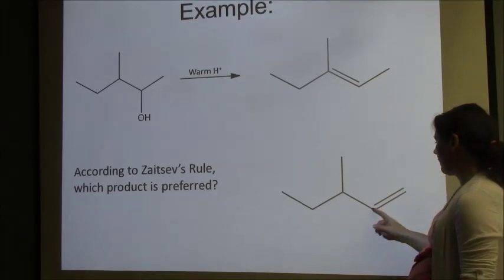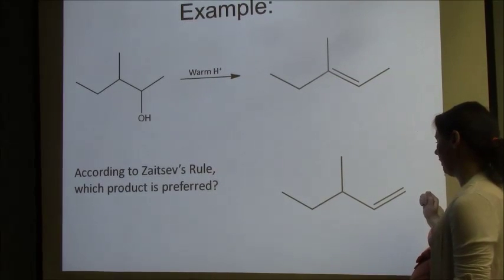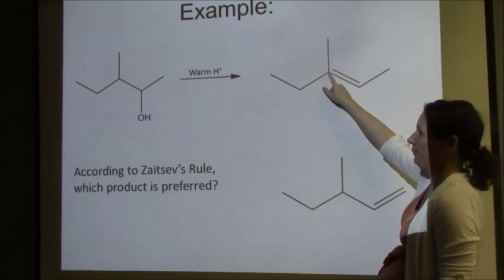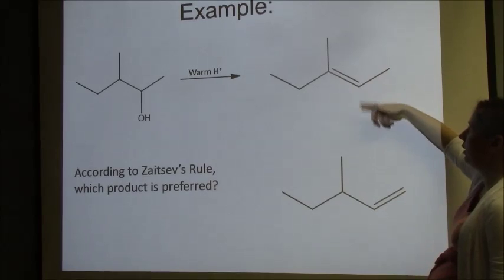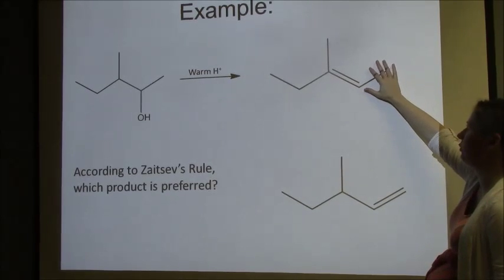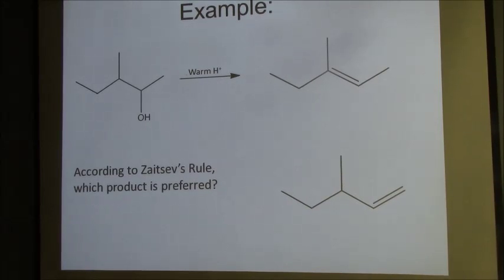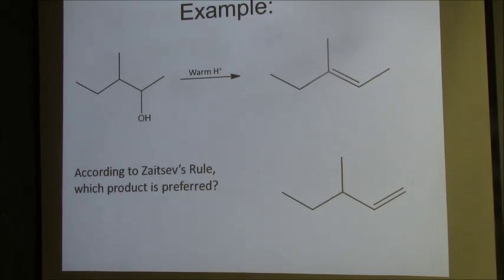So if you look at this side, there's just 2 hydrogens here. If you look at this one, we've got a methyl group on the double bond. So the preferred product, the major product, will be the top one. The minor product will be the bottom one, because the top one is more substituted.